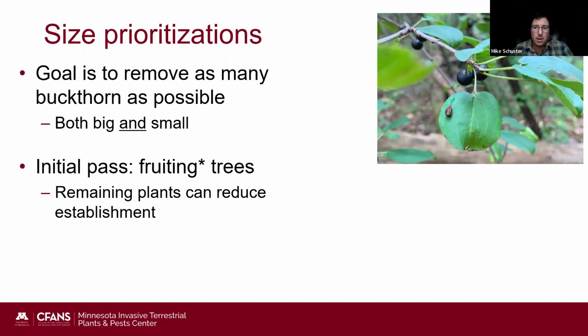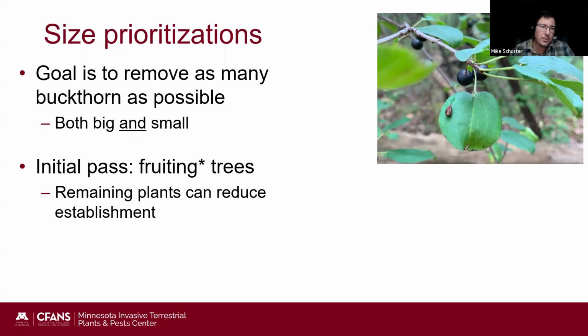But if you are looking at a low intensity initial pass to just stage up your main management, you might consider removing just fruiting trees. Now that's easier said than done, of course, because many fruiting trees might be hard to identify in the midst of a giant buckthorn thicket, and plants that aren't fruiting now might fruit next year. So this is a pretty loose determination.